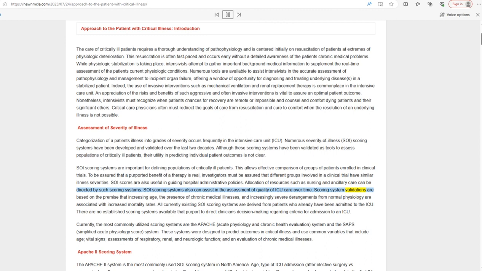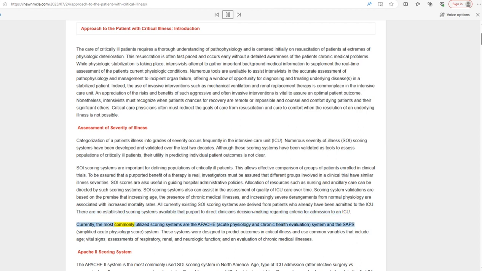Scoring system validations are based on the premise that increasing age, the presence of chronic medical illnesses, and increasingly severe derangements from normal physiology are associated with increased mortality rates. All currently existing SOI scoring systems are derived from patients who already have been admitted to the ICU. There are no established scoring systems available that purport to direct clinicians' decision-making regarding criteria for admission to an ICU.